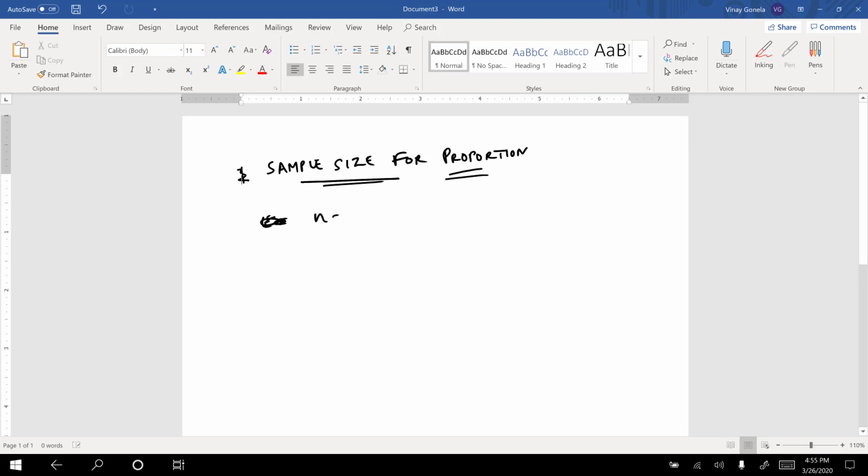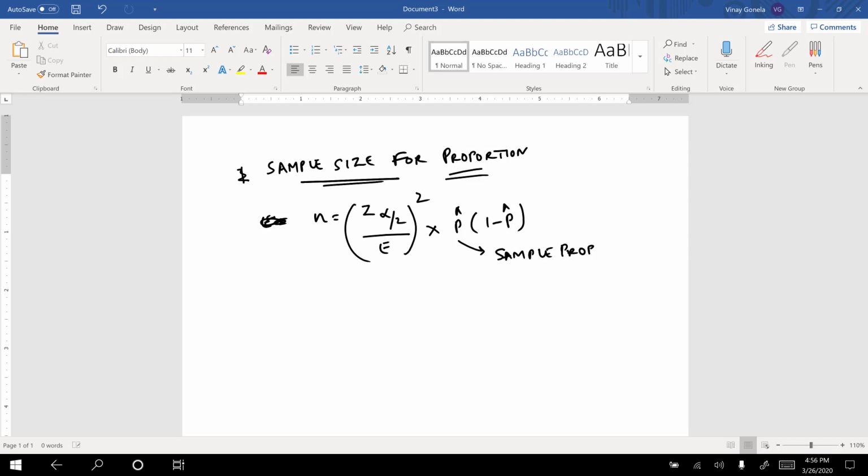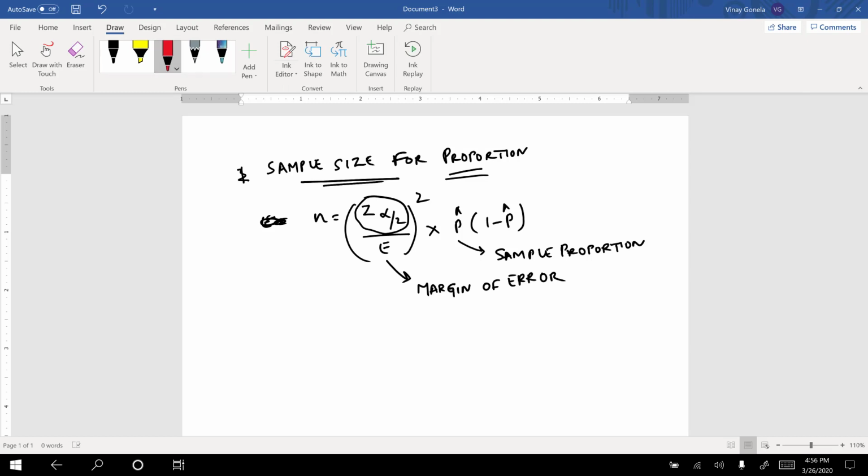So this is n is equal to z alpha over 2 by e whole square multiplied by p hat 1 minus p hat. So p hat is the sample proportion. E is margin of error, and then Z alpha over 2. So that value, this Z alpha over 2, is our critical value.